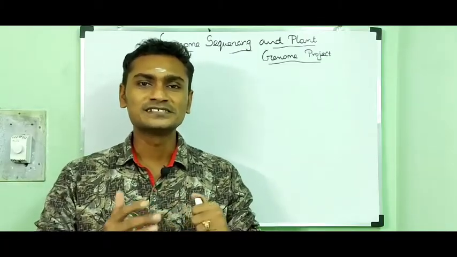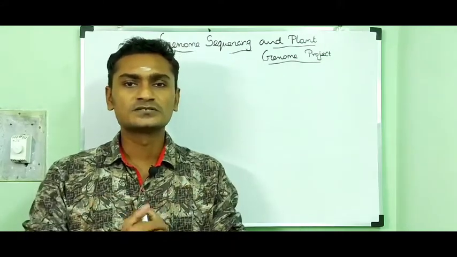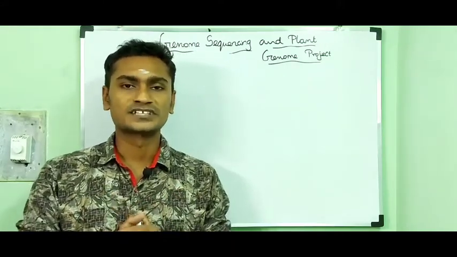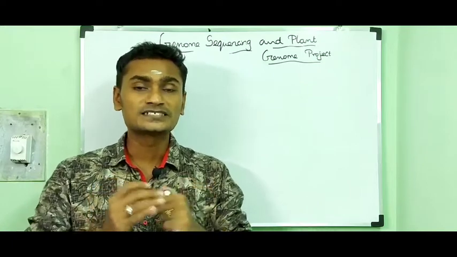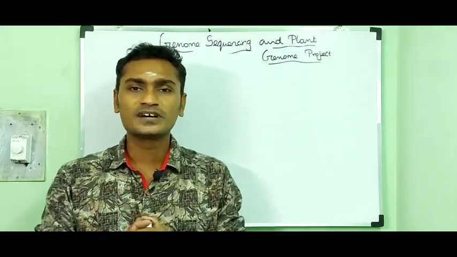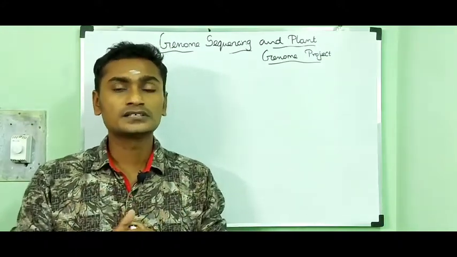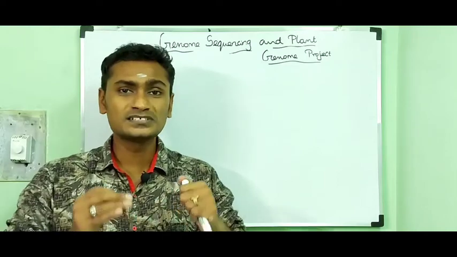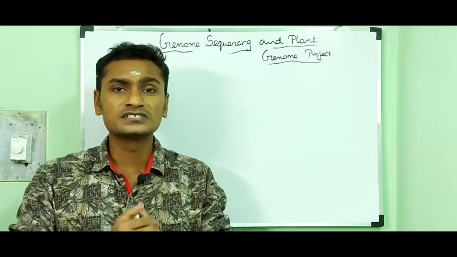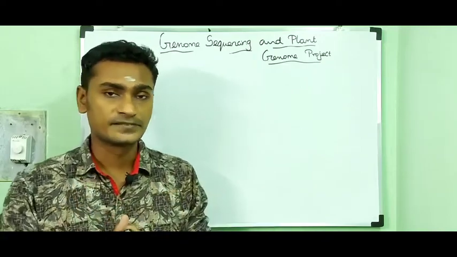Mandri Kumar Rajesh. In this video, we are going to discuss genome sequencing and plant genome project. First, we have to understand what is called genome. A genome can be defined as a haploid set of chromosomes in a gamete, or it can be defined as a complete set of genes or genetic material which is present in an organism or cell.